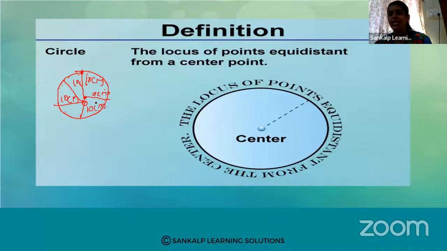That means when you define a circle, circle means the collection of all the points equidistant from a center point. So here how are all the distances? They are equidistant. In other words, we can say that the locus of a point is equidistant from a center point. So this is a center point. Here all the points are at equal distance. So this is a circle, right?